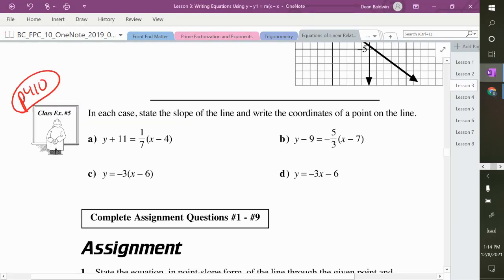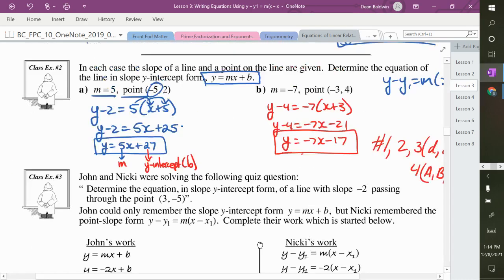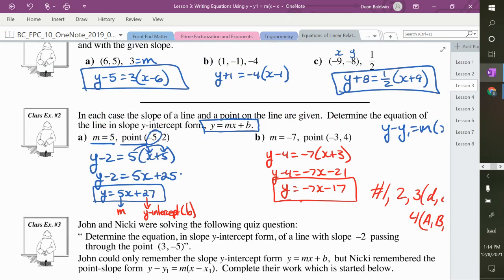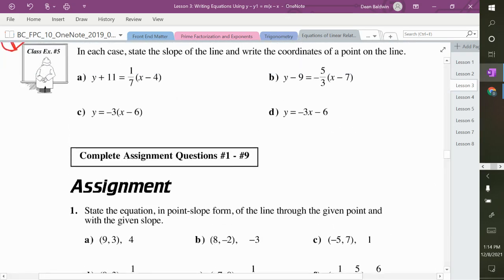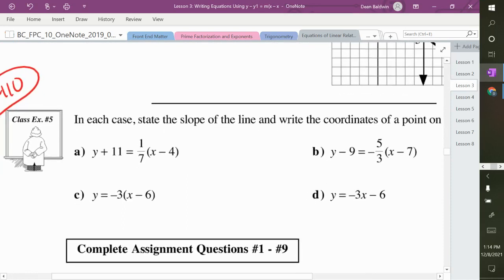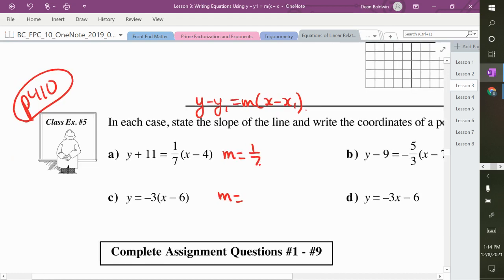Okay. So, page 410. So, we had the previous stuff, I would give you the point and the slope. You plug it into the equation. Now, I'm giving you the equation, and I'm asking for the slope and the point that it passes through. So remember, our equation, which you don't need to remember, I will give to you, is this. Okay? So what is the slope of this equation? 1 over 7. Slope is easy to get. It's that number in front of the brackets, 1 over 7.